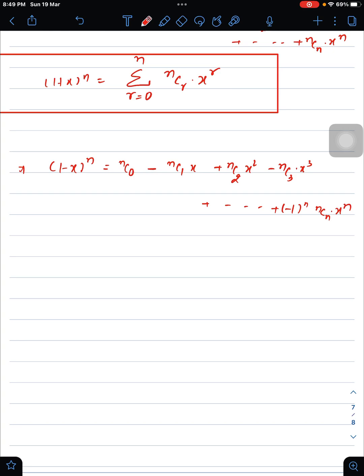Now you will tell me, sir, in the form of summation, how are you going to write it? So I will tell you, beta, it is very easy. You will tell me, sir, how? Just teach us. Okay beta, I will write the summation r equals 0 to n of minus 1 to the power r into NCr x to the power r. Okay, I hope it is clear beta. Yes sir, definitely yes.